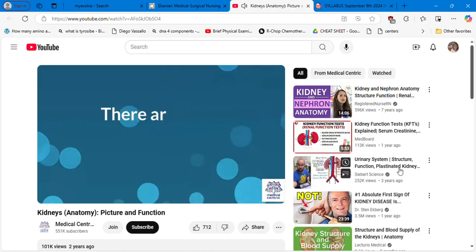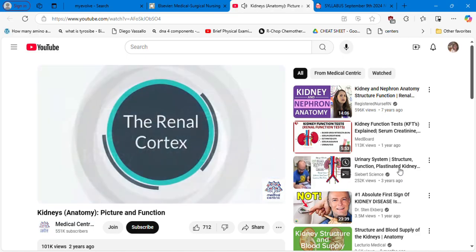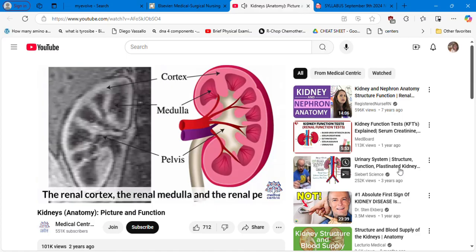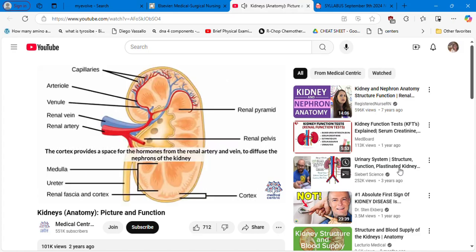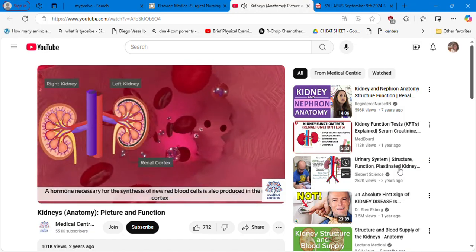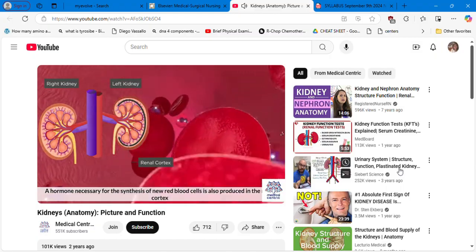Parts. There are 3 major parts of the kidney. They include the renal cortex, the renal medulla, and the renal pelvis. The kidneys are enclosed by a renal cortex, a layer of tissue covered by the renal capsule and the renal fascia. The cortex provides a space for the hormones from the renal artery and vein to diffuse the nephrons of the kidney.